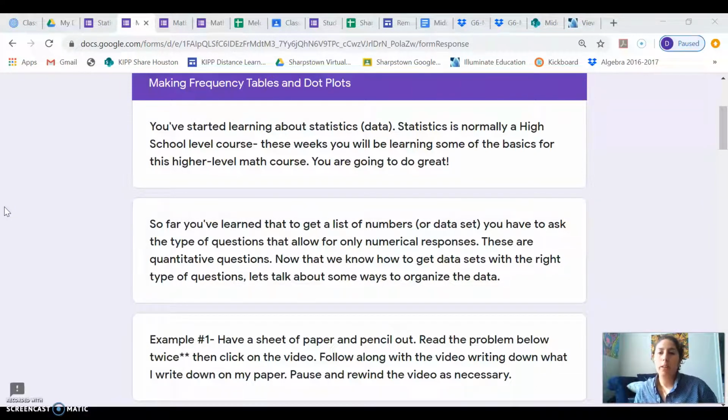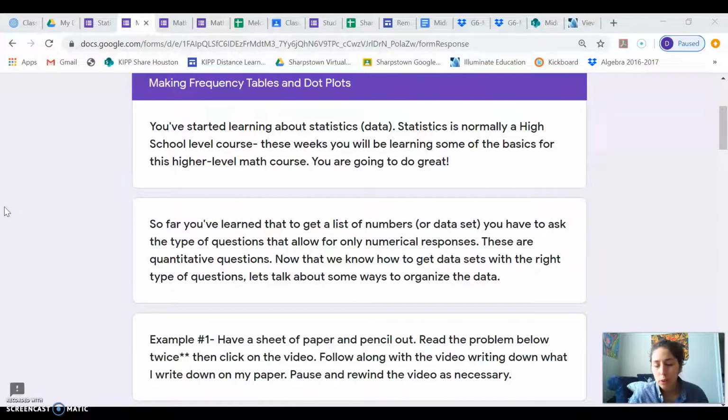So at this point, you've already started learning about statistics, data. Statistics just means data. And this is normally a high school level course. So in these upcoming weeks, you're going to be learning some of the basics of a higher level math course. That's very exciting, and you guys are going to do great.